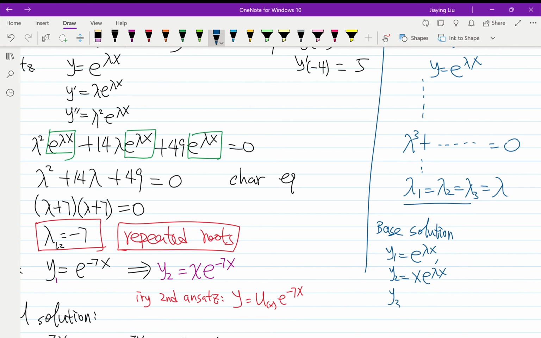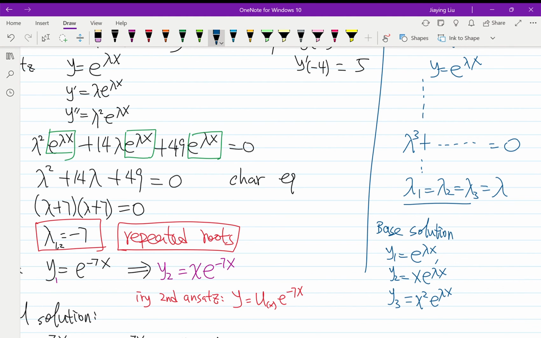What do you suppose the third one is? If you have all three roots the same, it'll be x squared e to the lambda x. Good. So you just increase the power of the x by 1 if you have more repeated roots. And then you use all three of them: C1 and this plus C2 and that plus C3 and this equals y.